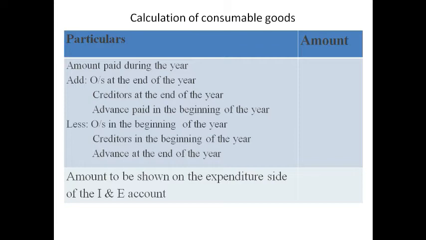So these three items are added and three other items are subtracted. First is outstanding in the beginning of the year, which belongs to the previous year, of which the adjustment was already done. Second, creditors in the beginning of the year, which belongs to the previous year, adjustment was already done. And the third, advance at the end of the year, which is for next year, so this expense does not belong to the current year. Thus the difference of all these will be the amount to be shown on the expenditure side of the income and expenditure account.